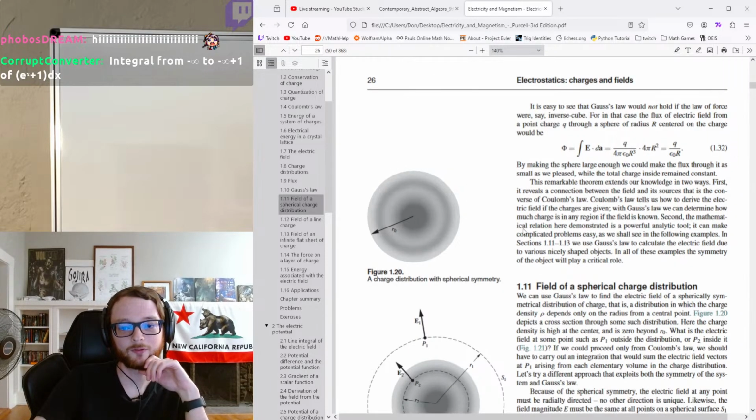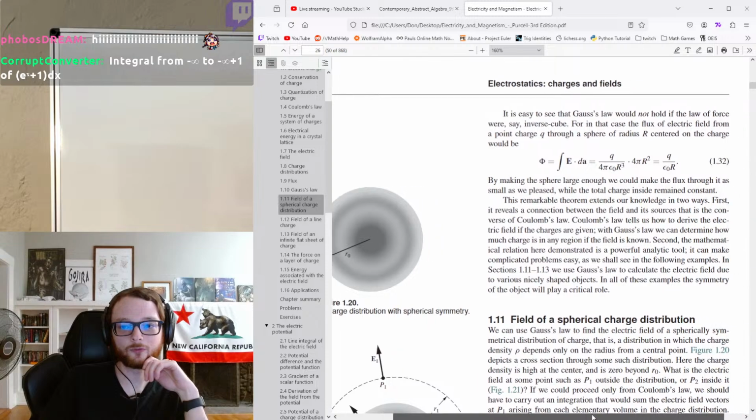Hey, Phobos. Refresh myself on how we actually use Gauss's law.